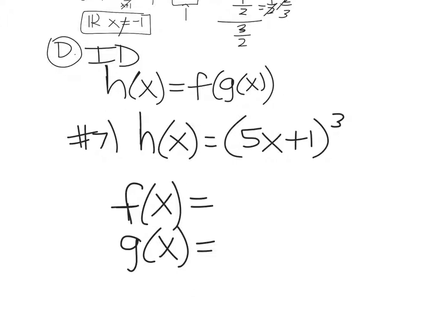Now, g of x is the inner function. So you have to look at this. h of x is kind of like two functions in a way. There's an inner function and there's an outer function. Do you see it? The inner function is this 5x plus 1. That's going to be g, 5x plus 1. And I take 5x plus 1 and I plug it into what to get 5x plus 1 cubed? x cubed. Exactly. It's working backwards. It's kind of weird, huh?